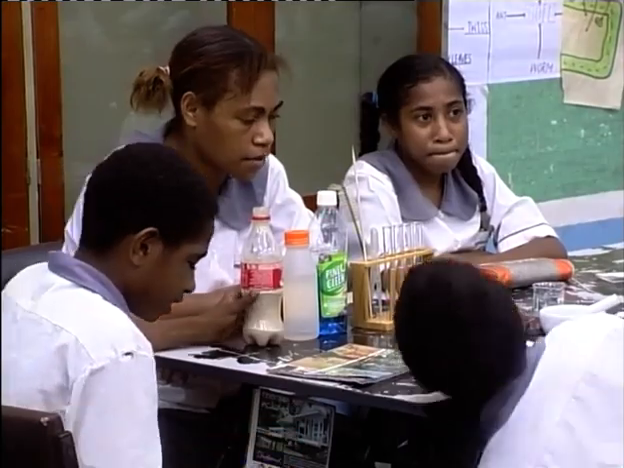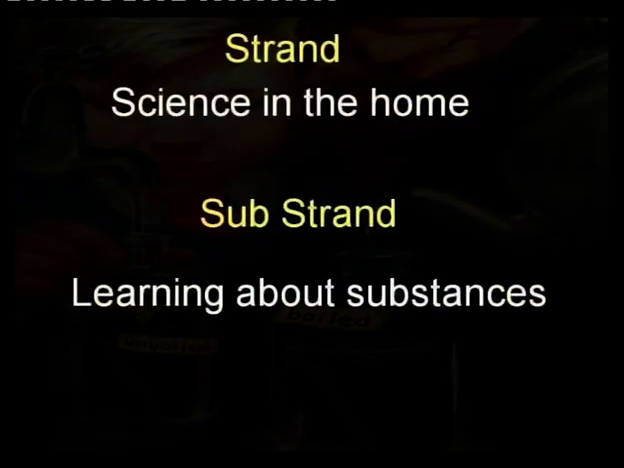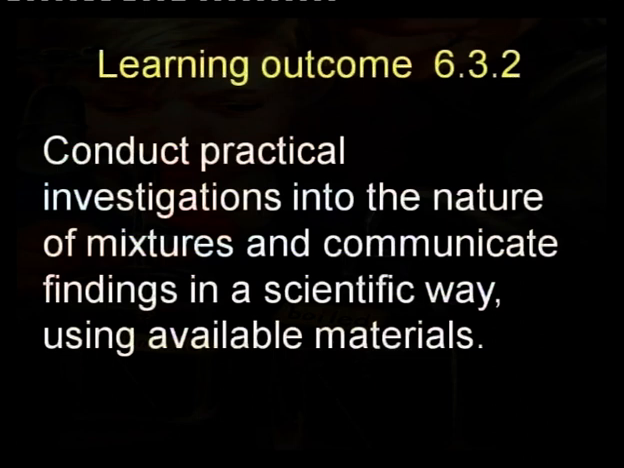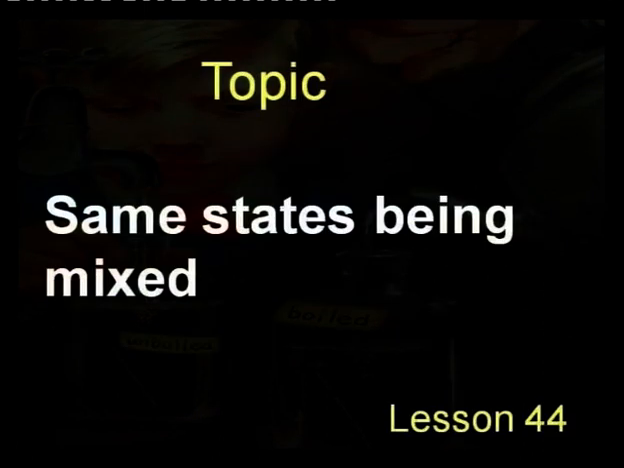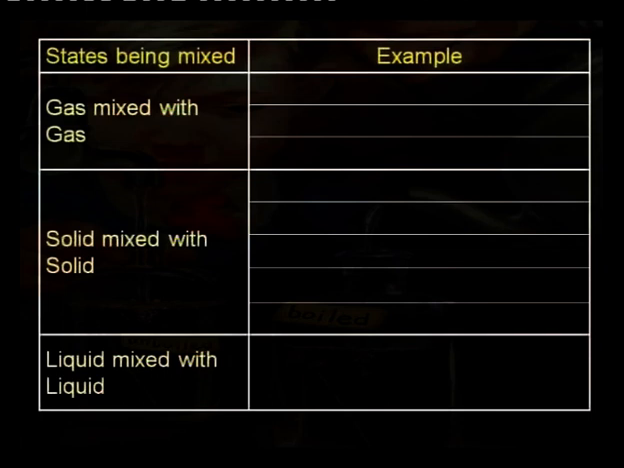Now, receiving students and class, we are still on the same strand and the sub-strand and the learning outcome there, 6.3.2. Our topic for today is on same states being mixed. And this is, of course, lesson 44. Now, I would like you to quickly take down this table if you do not have that in your books and on the blackboard. Receiving teacher, you could also take this down as quickly as possible onto the table or onto the blackboard so your students can copy that down. Class and the receiving students, get this down very quickly.